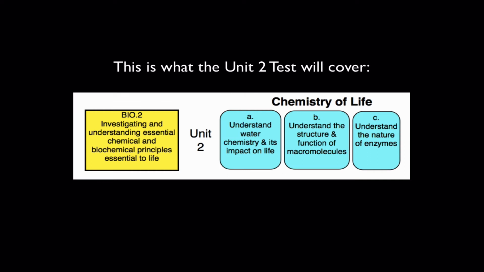The Unit 2 test will cover three big ideas that are all associated with Bio.2, which is one of the Standards of Learning that Fairfax County got from Virginia. Standard number 2 says that you're going to investigate and understand the essential chemical and biochemical principles essential to life. So basically, we're going to be looking at the chemistry that keeps things alive.